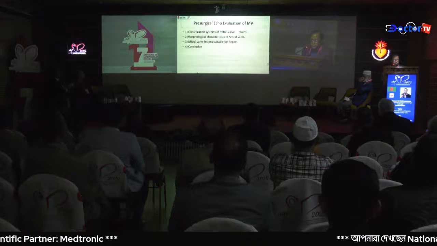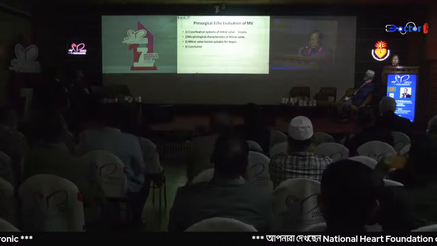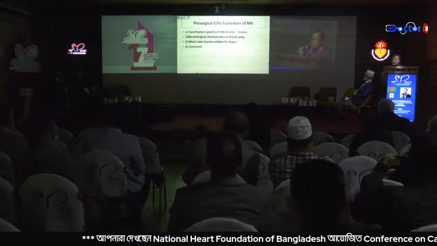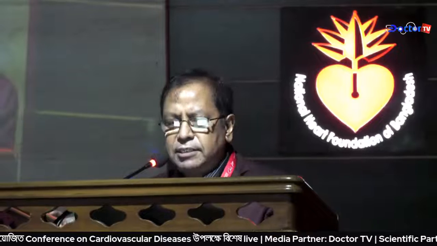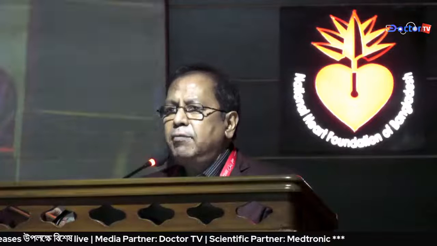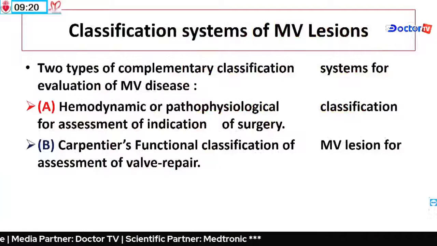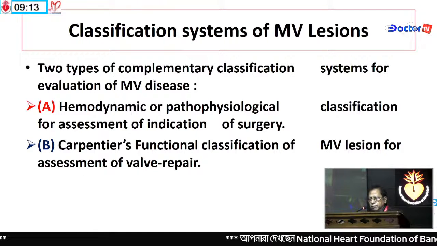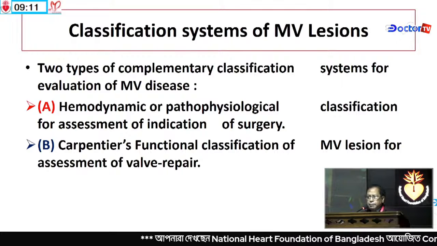So I have arranged my topics on the basis of classification system of mitral valve lesion, morphological characteristics of mitral valve lesion suitable for repair, and conclusion. Now there are two types of classification system that complement each other. One is on the basis of hemodynamic system that aids the mild, moderate, severe, and it evaluates the indication of surgery. And another is the Carpentier's functional classification of mitral valve lesion for assessment of valve repair.